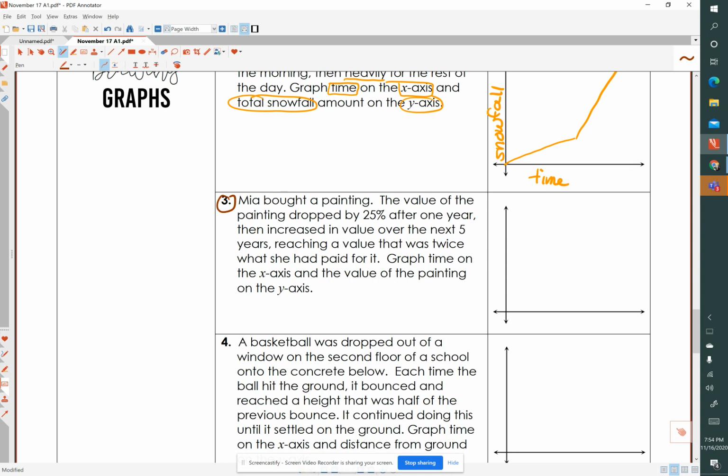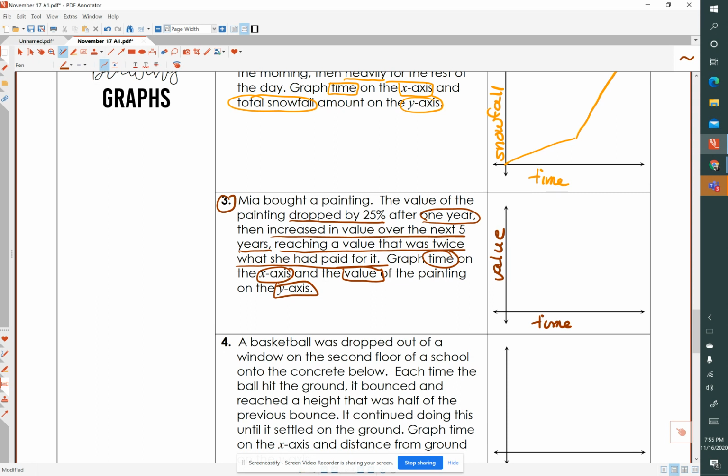The value of the painting dropped by 25% after 1 year, then increased in value over the next 5 years, reaching a value that was twice what she paid for it. Graph time on the x-axis and the value of the painting on the y-axis. So let's label the x and y-axis. Time, and usually students, you will graph time on the x-axis. That's very, very common. And value is on the y-axis.